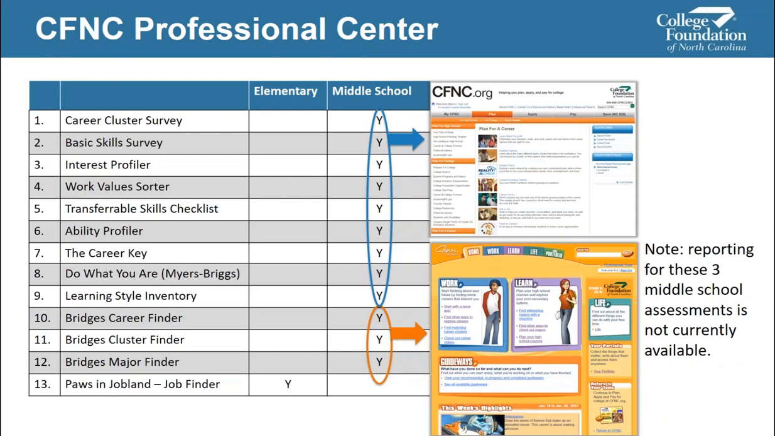Now, for the middle school focused tools, you can see the user interface there on the bottom where it says Choices Explorer. That interface is also accessed through the main CFNC.org site, and it is through the middle school student role, and they can navigate to the middle school tools, and there are 3 assessments there. Now, the reporting in the Pro Center for these 3 middle school assessments is not currently available, but for the 9 above, they are available in the Professional Center.